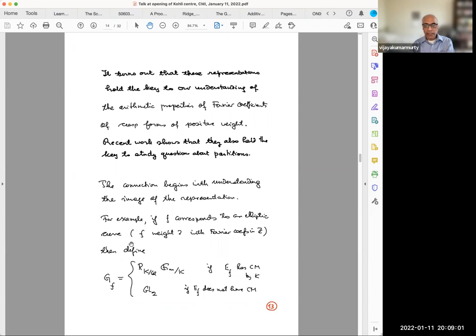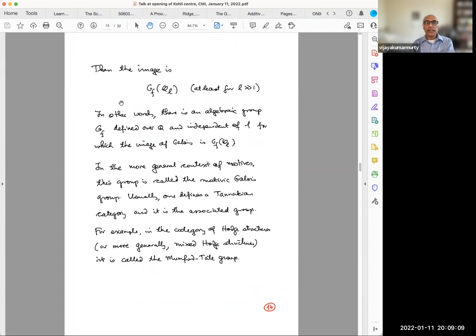So whatever it is, this Galois representation picks up a certain group, G sub F. Now, it turns out that the image of the Galois representation is the Q_l points of G sub F, at least for l large. Okay, so what have we found? We found an algebraic group defined over Q, independent of l, for which the image of Galois for each of these l-adic representations is the Q_l points of G_F.